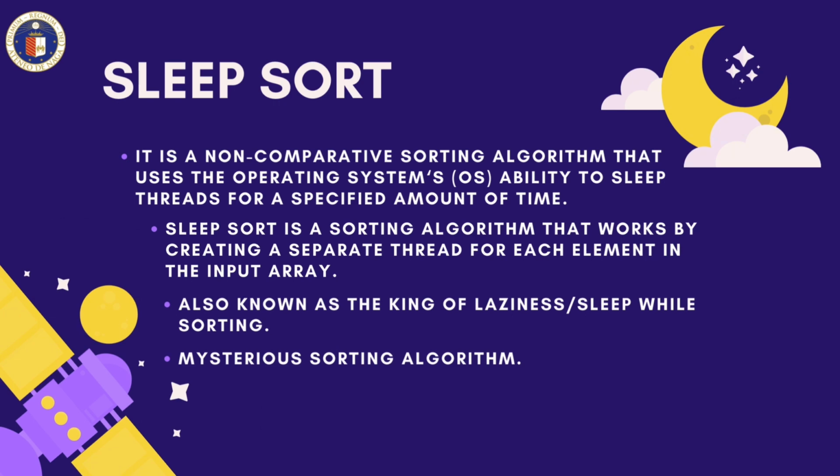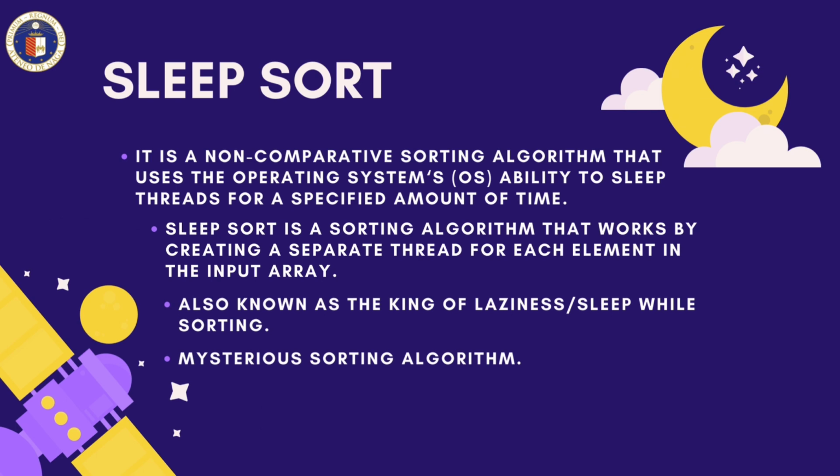So, how does sleep sort work? For each number in the input list, a separate thread is created. Each thread is assigned a sleep duration proportional to the value of its corresponding number. This means that threads representing smaller numbers will wake up sooner than the threads representing larger numbers.